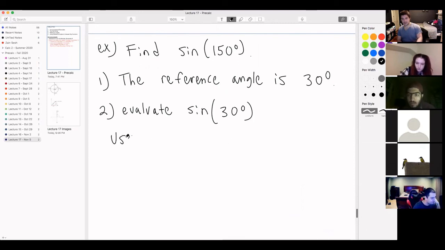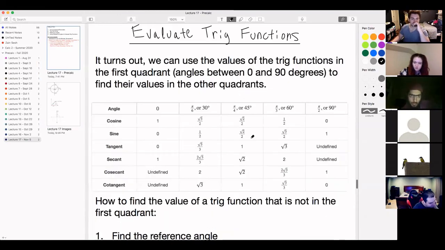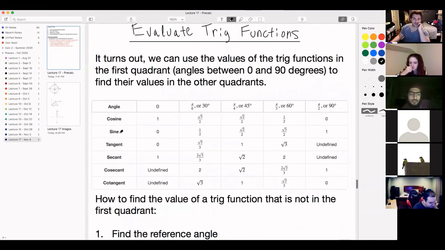Good, so use the table. Sine of 30 degrees. So this is just so excellent. We have a value for sine of 30. So let me just scroll up to my table, go to the sine row, and then travel out to 30 degrees. It's 1/2.